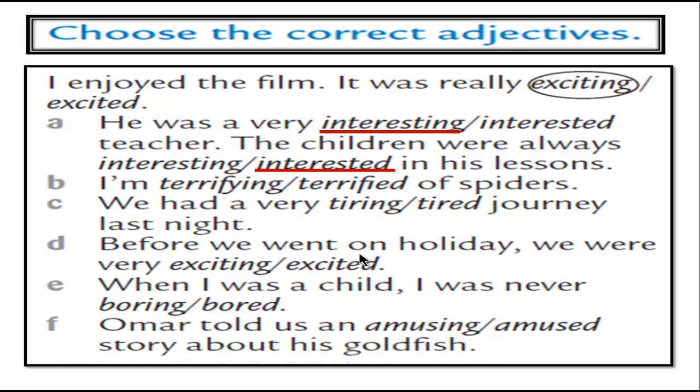Number B. I am terrifying or terrified of spiders. Now I describe my feelings. So it is excellent. Terrified. Number C. We had a very tiring or tired journey. So the journey here is a thing. So we are going to choose tiring. Excellent. Number D. Before we went on holiday, we describe our feeling. Very exciting or excited. Yes, excited. When I was a child, I was never boring or bored. Yes, excellent. Bored. Number F. Omar told us an amusing or amused story about his goldfish. Excellent. Amusing story, because story is a thing, not a feeling.